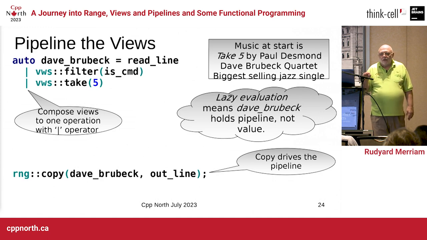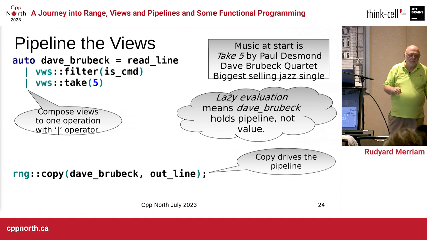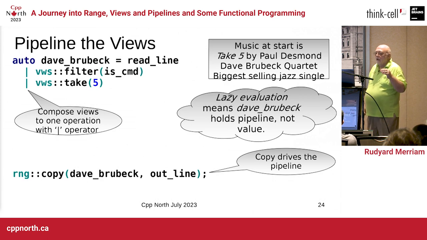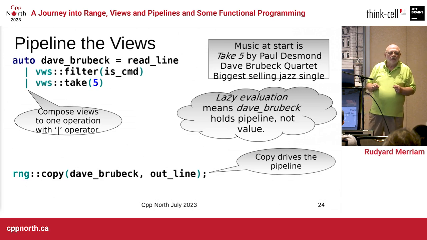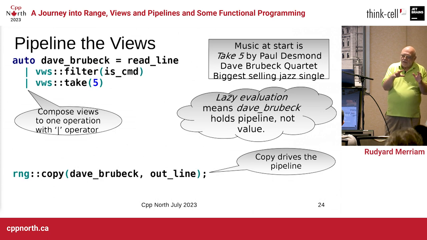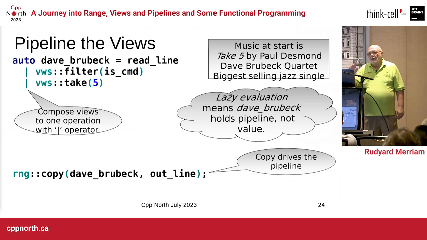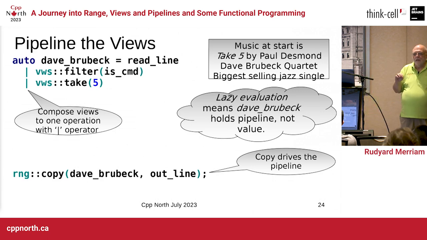Now, be aware that while this assignment to Dave Brubeck looks like possibly a value assignment, it's not. We're saving off the operation because lazy evaluation is how views are processed. They aren't processed until we get down to this copy. It looks like a value, maybe assigning to a variable, it's not. It's a composition, and the execution is later. That's where they're executed. And there's some tricks on there. For instance, this 5. If I put 5 into a variable and create this line, Dave Brubeck, and then I change that variable to 7, it's not going to be there. The pipeline knows it is 5. That's what it's going to use.